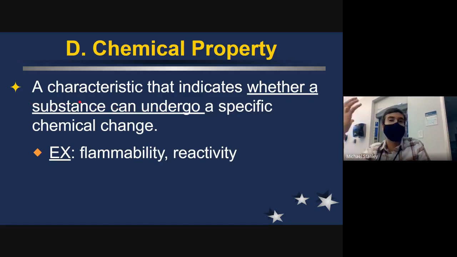All right, so where a physical property describes the physical characteristics of an object, the things that we can observe, a chemical property describes the chemical characteristics of the object. What types of chemicals is it likely to interact with? How likely is it to go through certain types of chemical reactions, chemical changes? That's what chemical properties are all about.